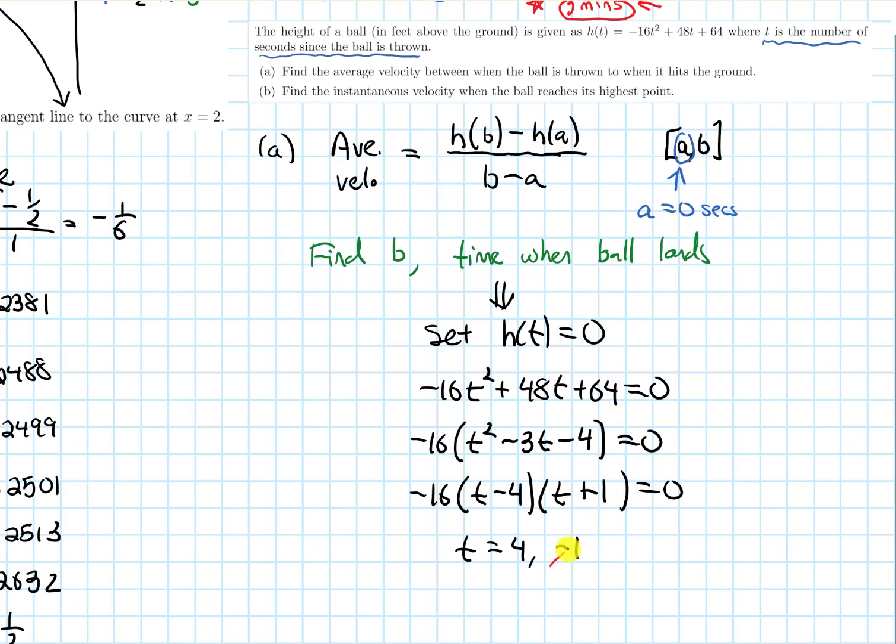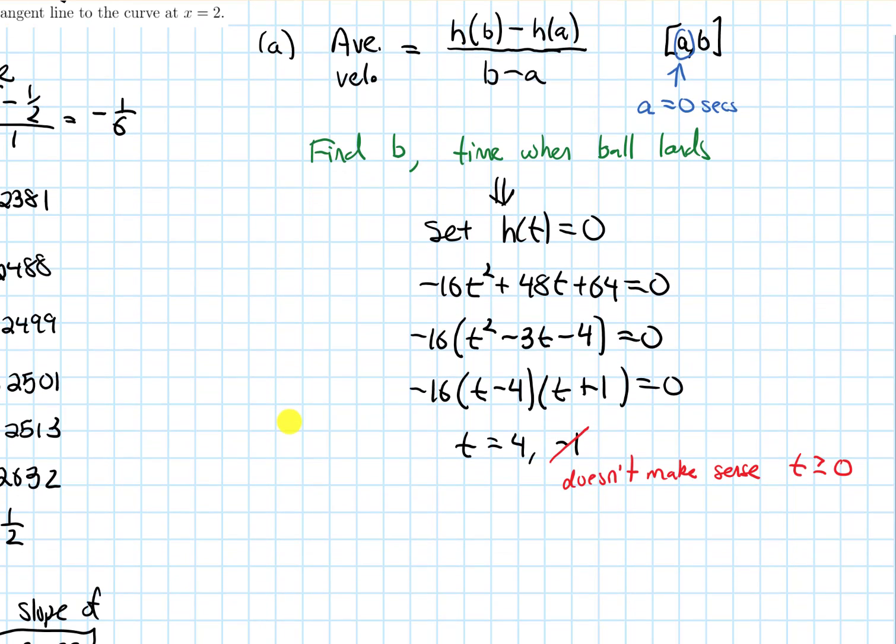But negative 1 in this context doesn't make sense when we're talking about a time in this problem, because the question says t, time, is the number of seconds since the ball is thrown. So when the ball is thrown, that's 0 seconds. So based on the context, t in this problem is greater than or equal to 0. That's the reference point from which we're starting to measure time, when t is 0. All right, so we know t is 4 when it lands.